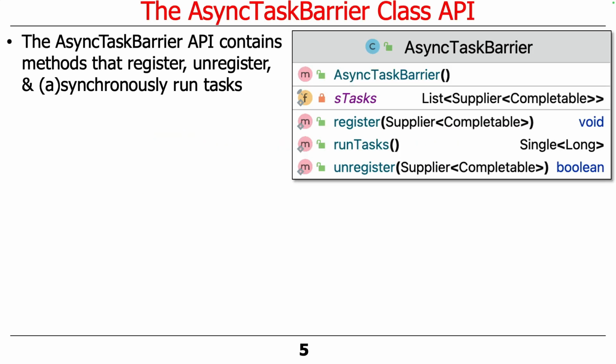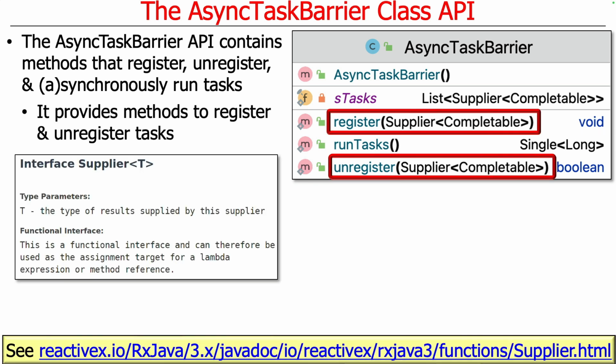So recall that the AsyncTaskBarrier API contains 3 or 4 methods that are used to register, unregister, and then asynchronously run tasks. You can also run tasks synchronously, but that's really not the main use case this is designed for, although it still works. Some of the methods it provides are used to register and unregister tasks. Tasks are defined as suppliers that return completables. And we'll see in a second why they return completables.